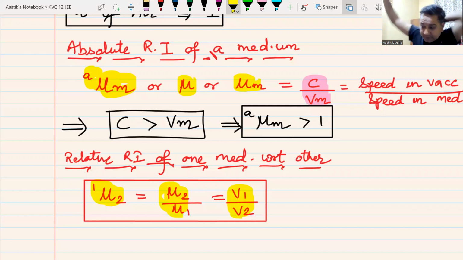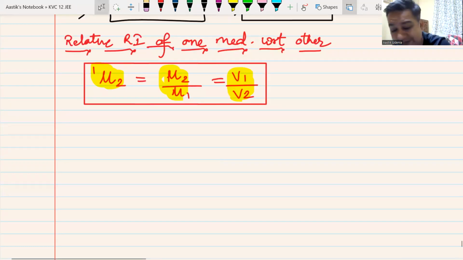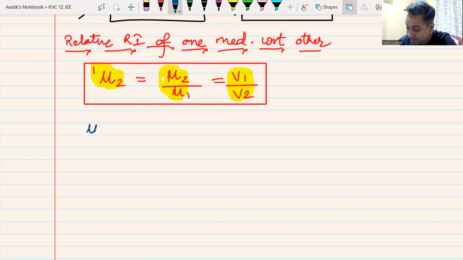Can I have some raised hands from everyone, that we have understood the meaning of mu 2 by mu 1, or mu of 2 with respect to 1? Can I now make more formulas for this? And remember, this chapter is all about remembering things. The more relations you can remember, my dear friends, the better you are going to perform in the main exam. So now I have mu 2 by mu 1, which is nothing but mu of 2 with respect to 1, and I've written it like V1 by V2.